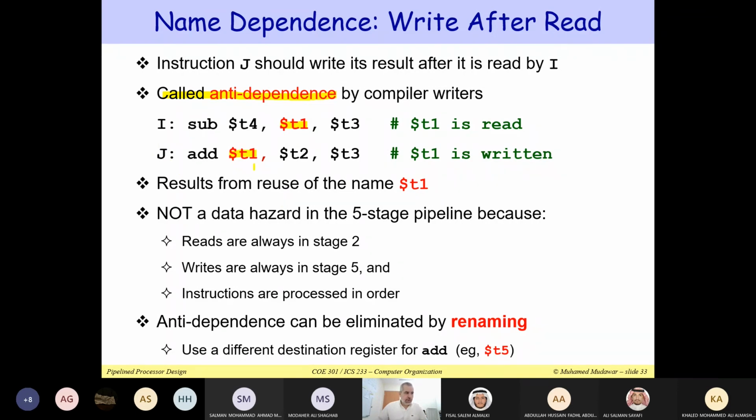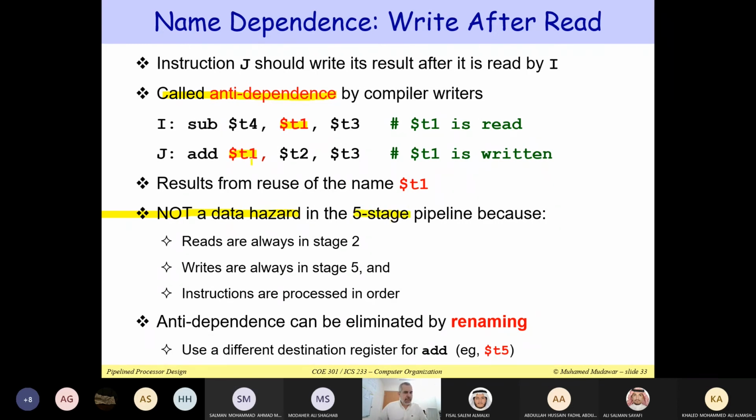Now, there is no harm in doing something like this in a program, and this does not create any data hazard. I just wanted to mention that this is called a name dependence because we are reusing the same name. The name here is the name of the register T1, and we are reusing this register T1. We do this a lot in programming. We reuse registers. So it's not a data hazard in the 5-stage pipeline.